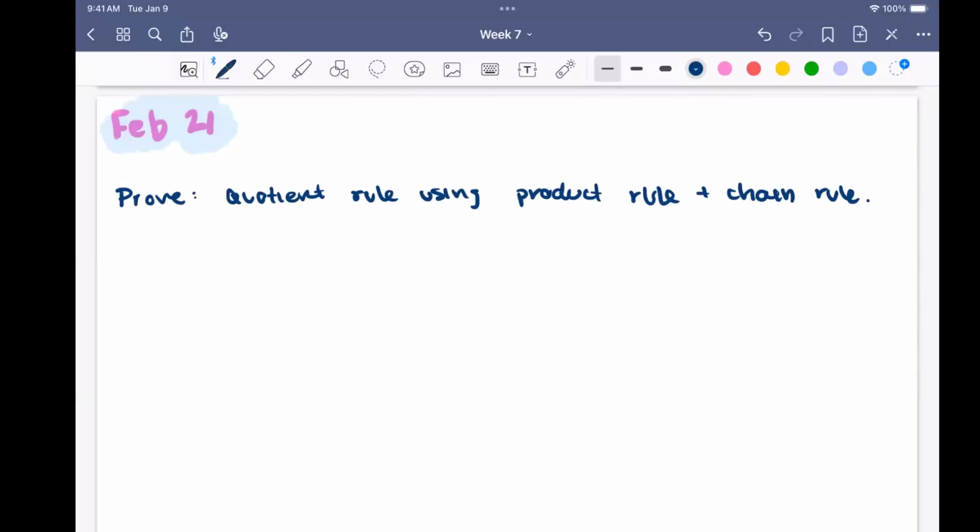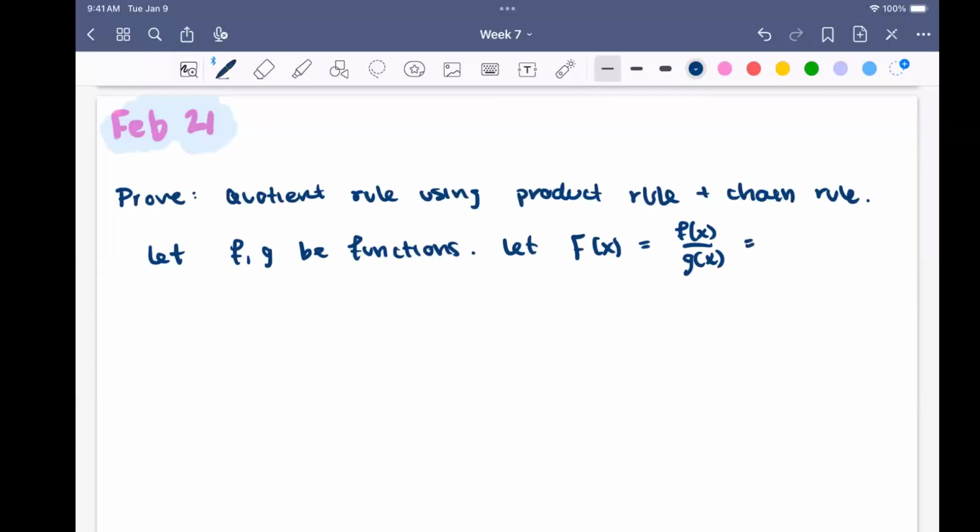So I'm just going to let f and g be functions. And I'll also let capital F be equal to f of x divided by g of x. So we'll figure out how to take the derivative of this, pretending that we don't already know the quotient rule. First I'll rewrite this as f of x times g of x raised to the power of -1. So this is also going to use the power rule.